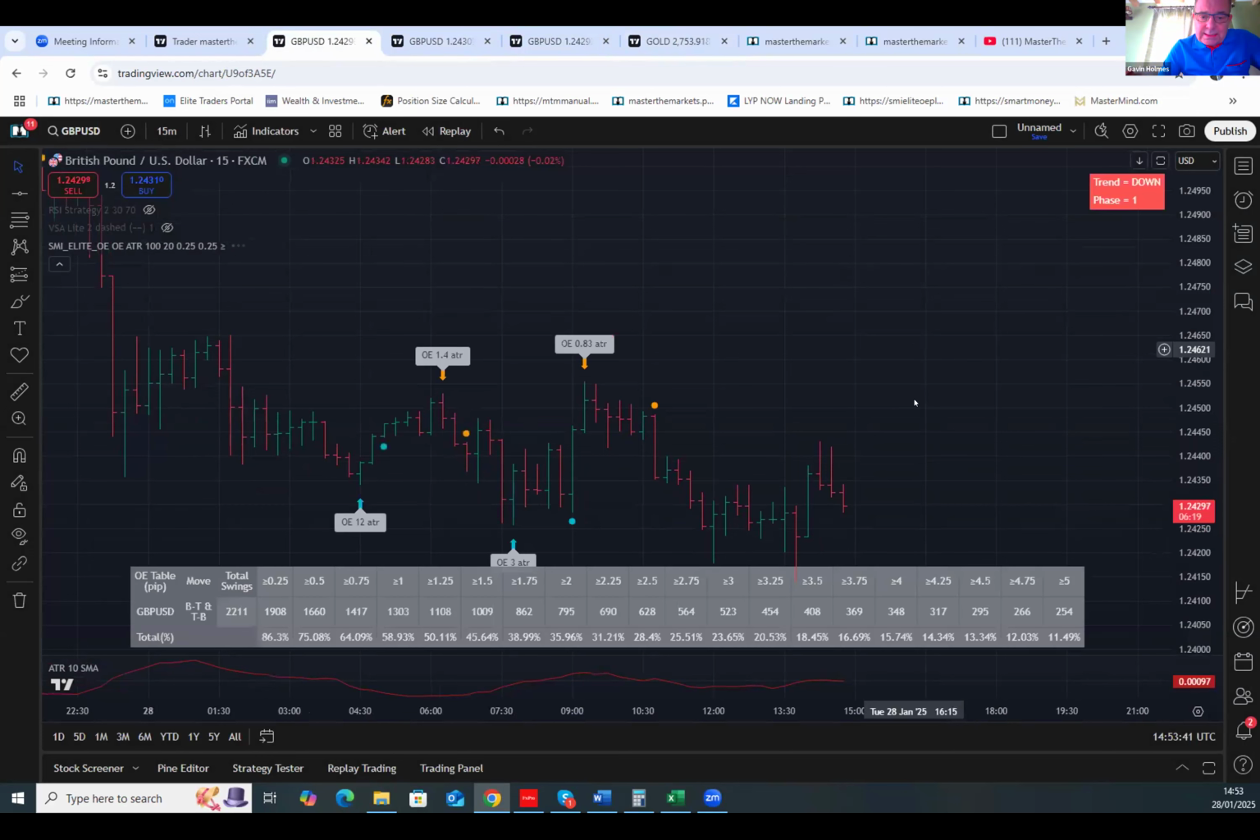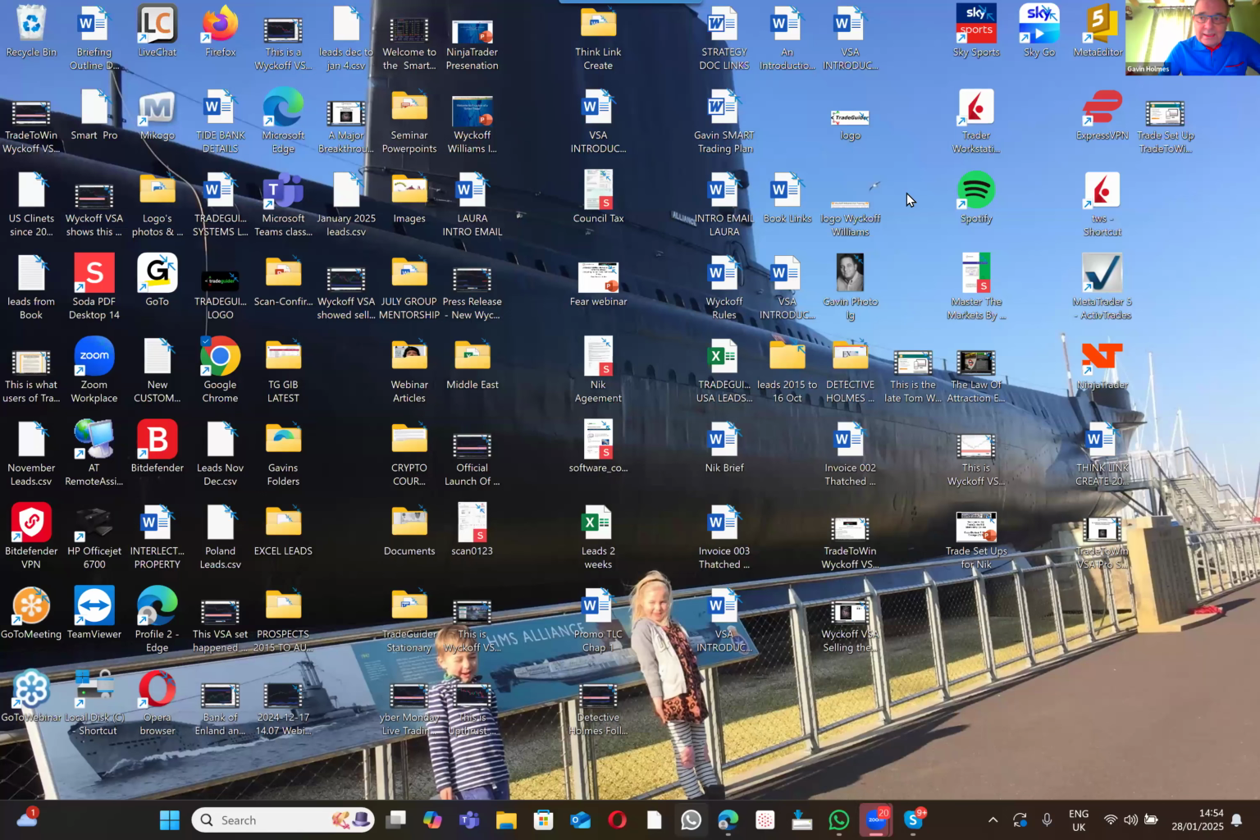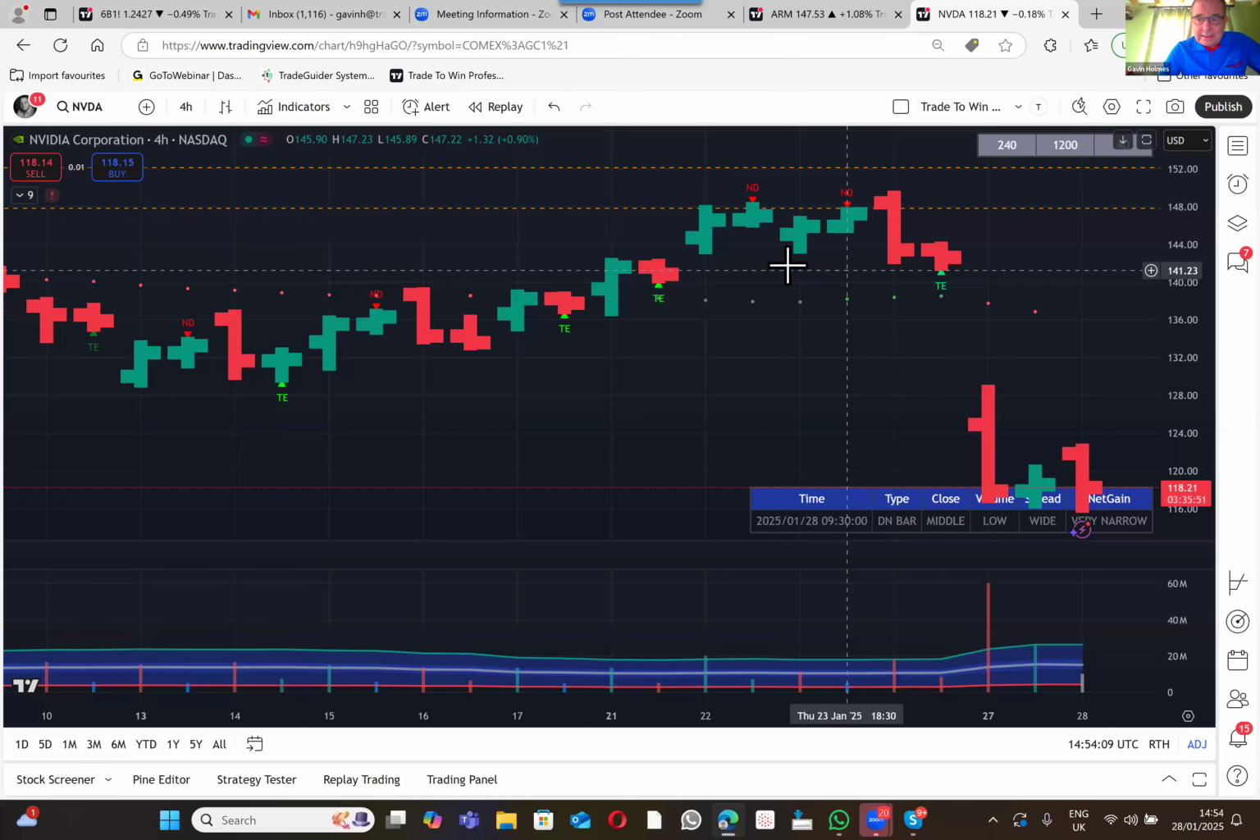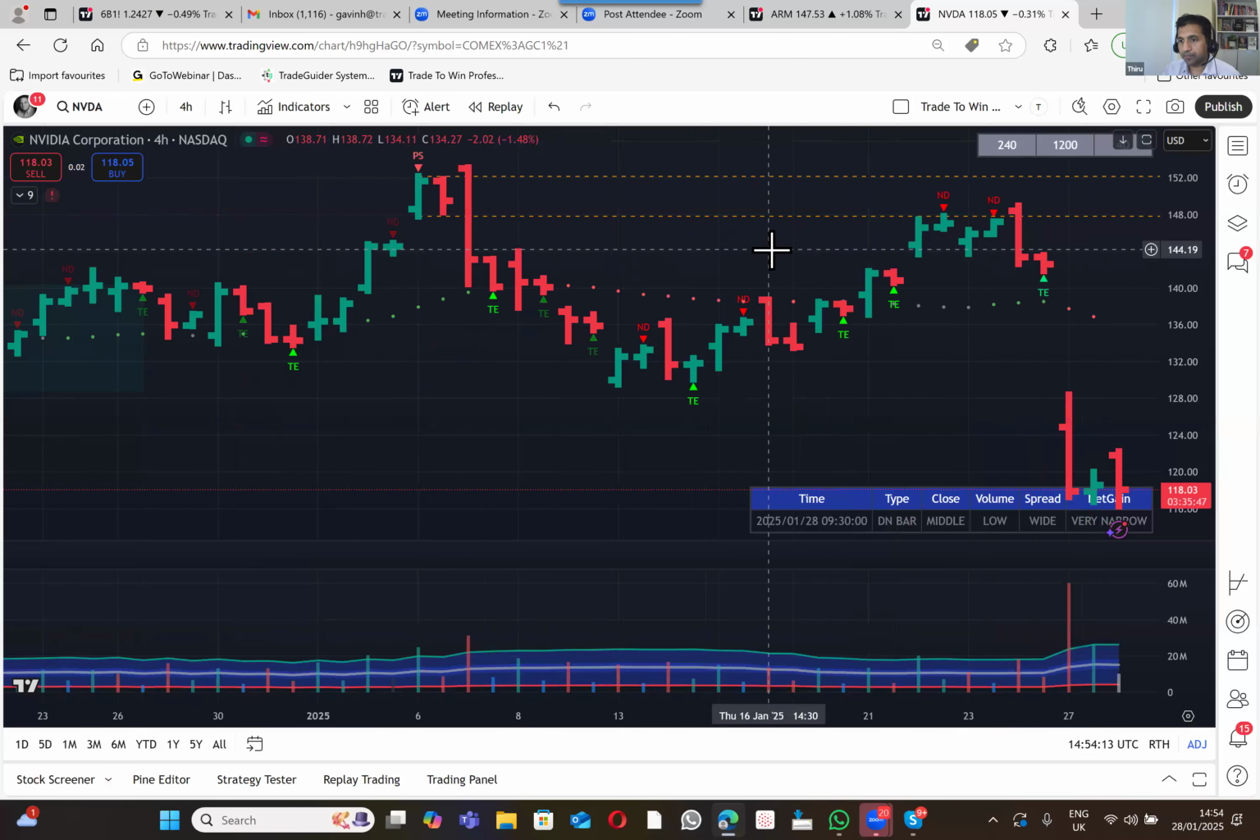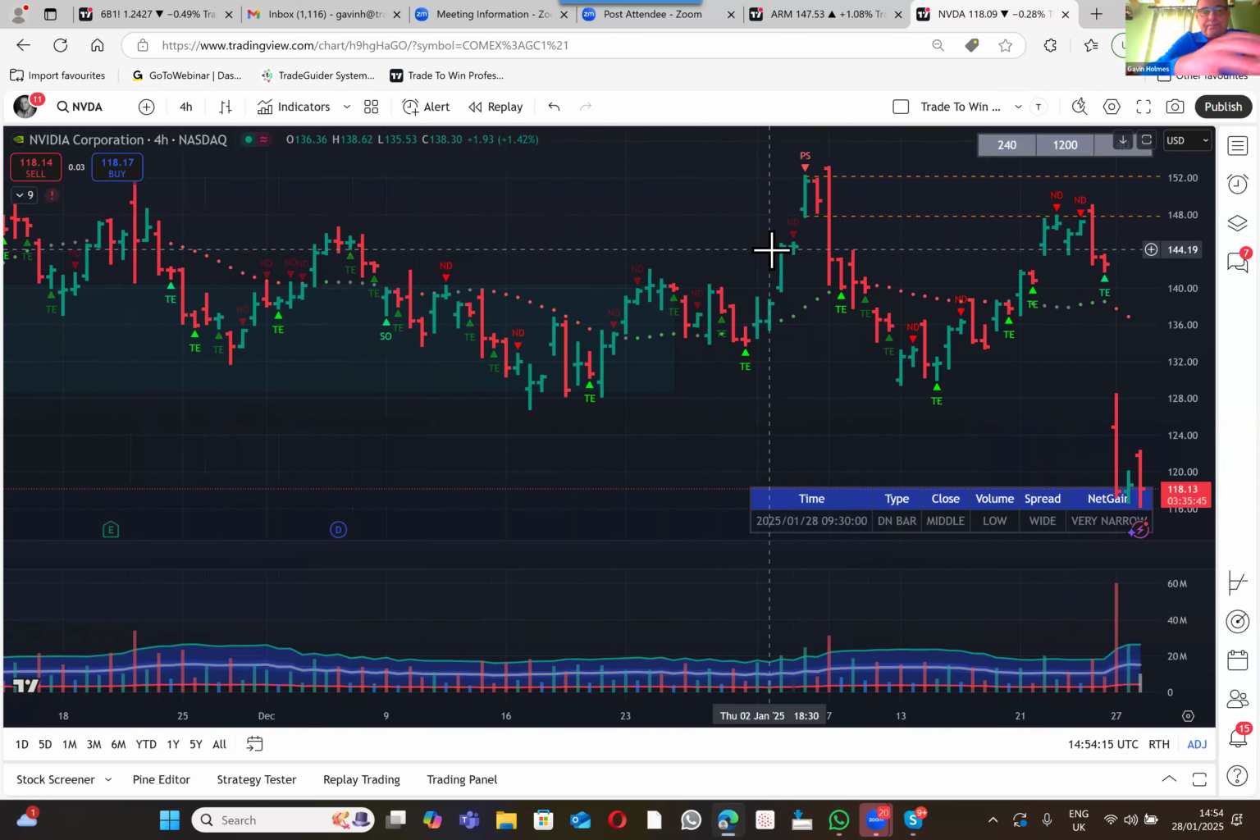So what I'm going to do is take the screen. Can I take the screen? Yep, go for it. I think you should be able to. Okay, I'm going to take the screen and put my charts up, and you should be able to see a screen here of NVIDIA. You should see that, right? Yes. Nice.